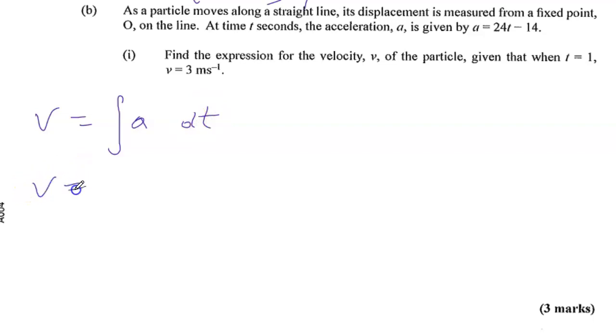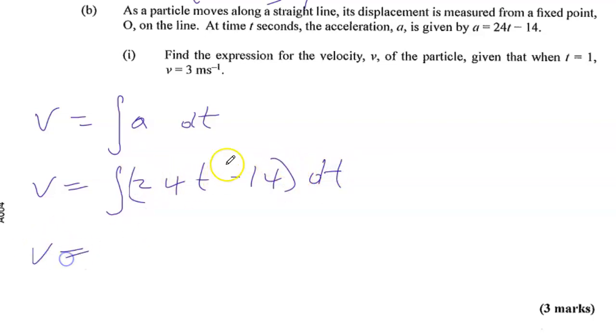So we're going to integrate acceleration, which is 24t minus 14 dt. So we're integrating it with respect to t. So v, we're going to add 1 to the t power. The t power here is 1, so add 1 to 1, we get 2, divided by the new power 2. Integrate 14: look at 14 as 14t to the power 0, since t to the power 0 is 1. So integrate 14 as 14t, and we have a plus a constant.